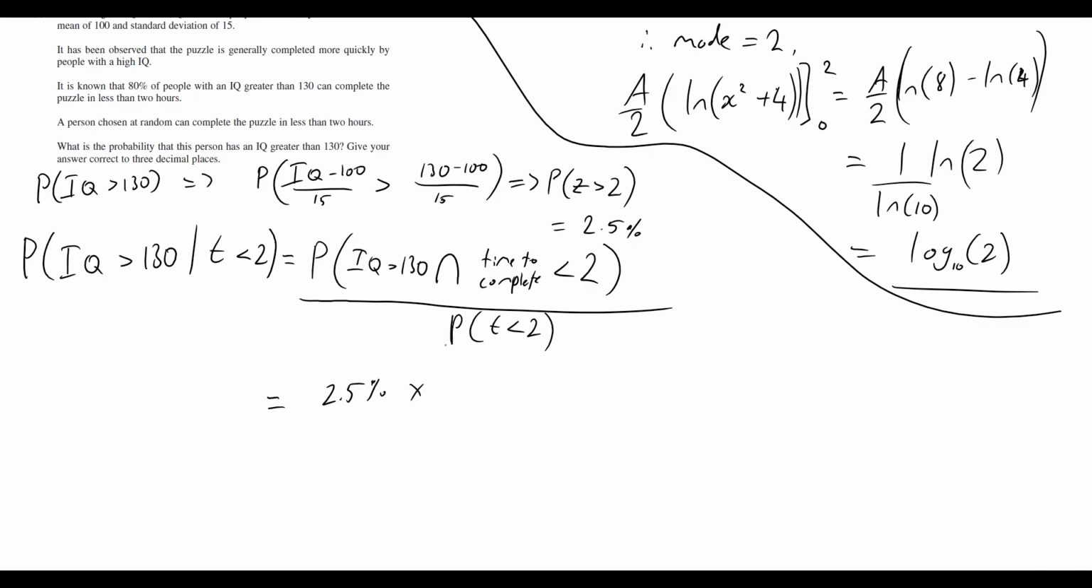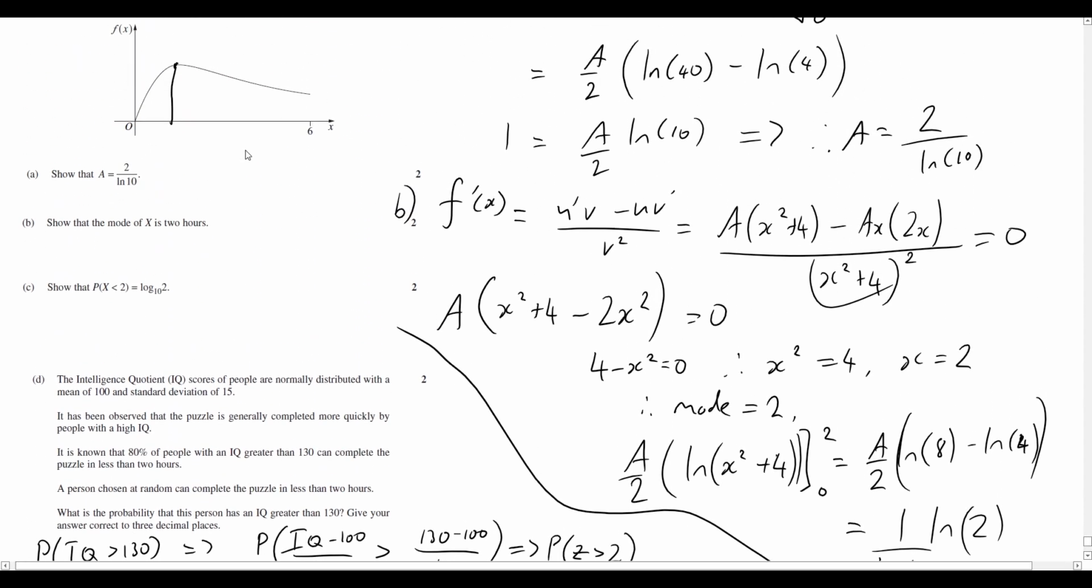Now times by, so the probability for the time to complete being less than 2 hours, well, that'll end up giving us a value of 80%. And then now the value where t is less than 2. So there's a reason that this now comes up. That's exactly what we worked out in part C. We worked out the area underneath this probability density function from 0 to 2.